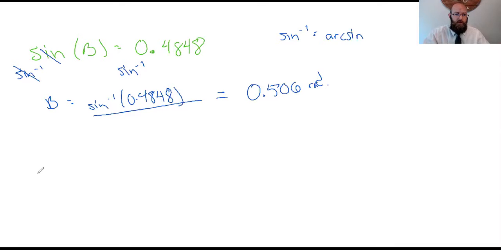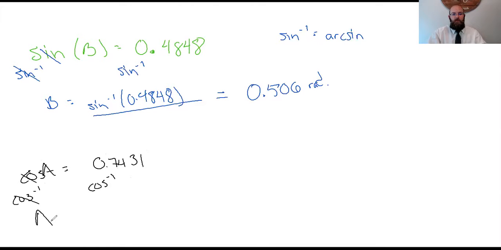Now, let's do another one, but this time with cosine. I'm going to do cosine of angle A equals 0.7431. Again, I do the same thing: arc cosine on both sides. On the left, they cancel. I'm left with A. And on the right, I have arc cosine of 0.7431. Punch that into the calculator, and this time in degrees, you end up with 42 degrees. Boom, there you go. Awesome.